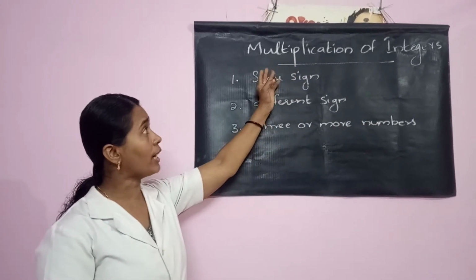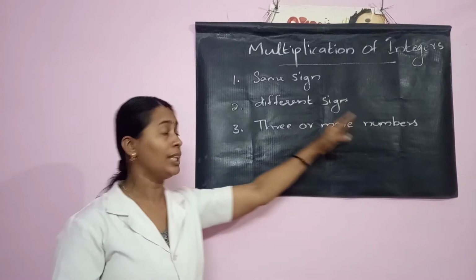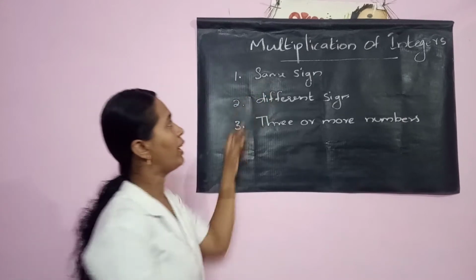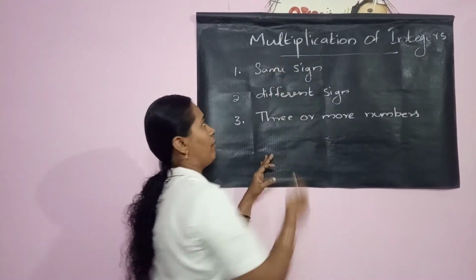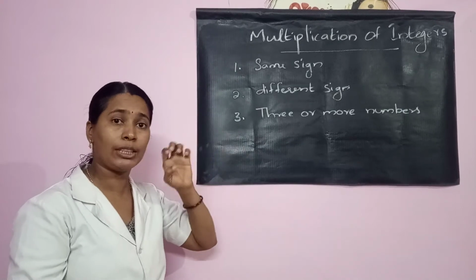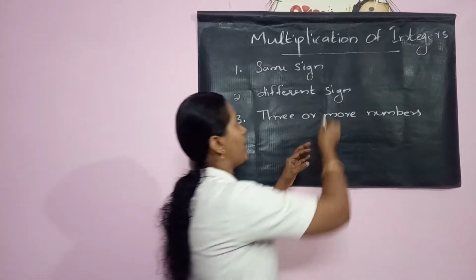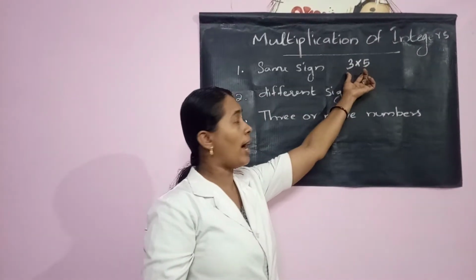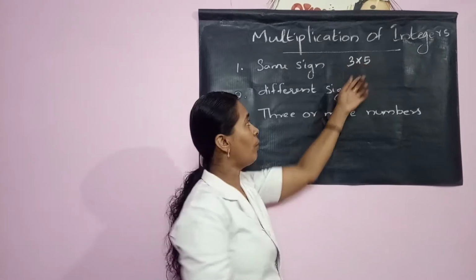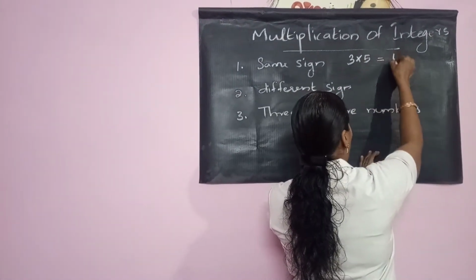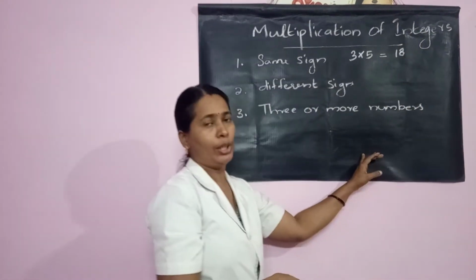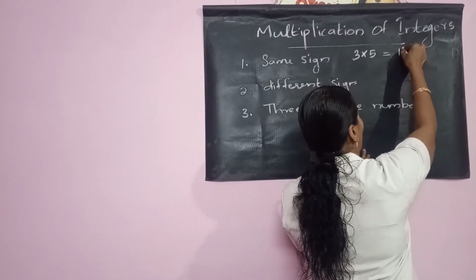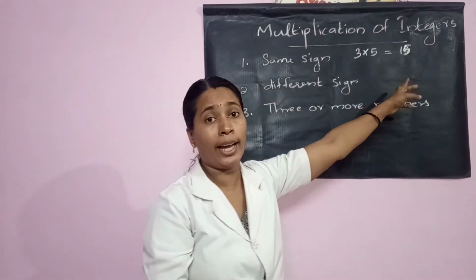When we are considering the topic multiplication of integers, three cases arise. The first one is when the given numbers are of the same sign. Suppose we take two positive integers, 3 into 5. Both of them are of the same sign, positive. So what we want to do is multiply the number part and keep the same sign. So 3 into 5, sorry, it's 15.